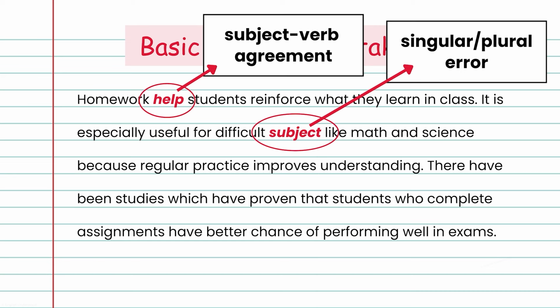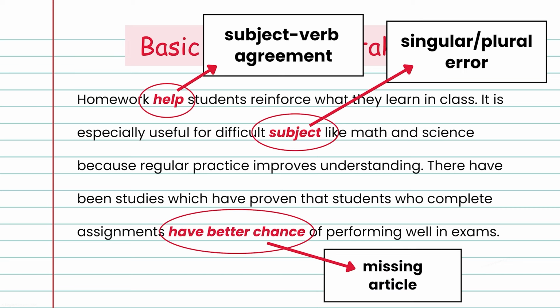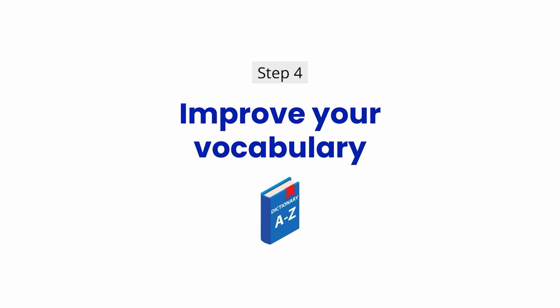Now, there's one more error. See if you can find it. Well, it's at the bottom here. The student wrote, students who complete assignments have better chance. Well, there's a missing article. We need to have the word a before better and after have. So the sentence should be, who complete assignments have a better chance of performing well in exams. So remember, try not to make these little grammar mistakes because it may stop you from getting to that band 7 for grammar. Moving on to step 4, which is improve your vocabulary.